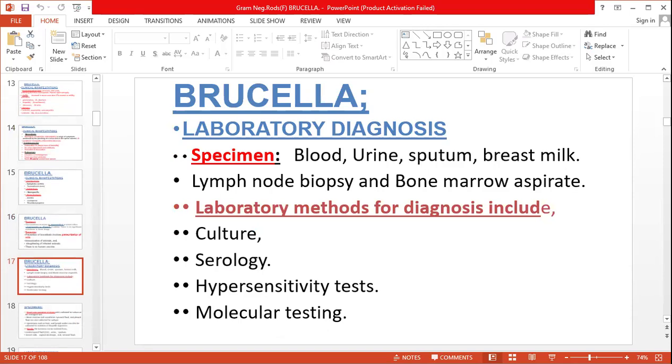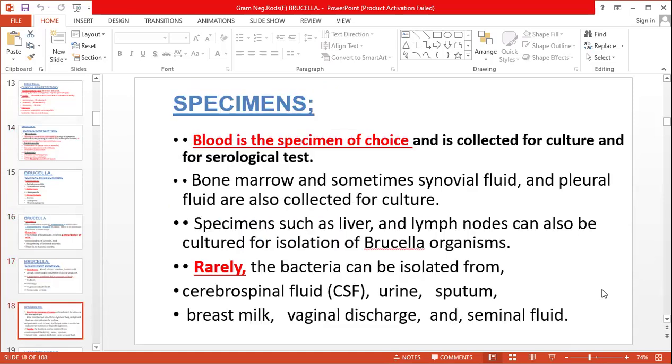In the laboratory diagnosis, the specimens are blood, urine, sputum, milk, breast milk, lymph node biopsy, and bone marrow aspiration. Laboratory methods of diagnosis include culture, serology, hypersensitivity test, and molecular tests such as PCR. Blood is the specimen of choice. Bone marrow and sometimes synovial fluid and peripheral blood are also collected for cultures.